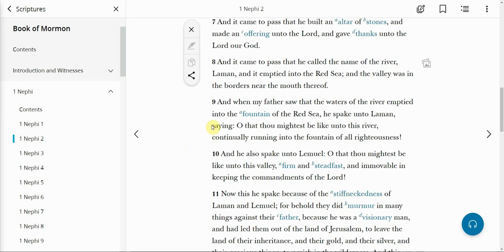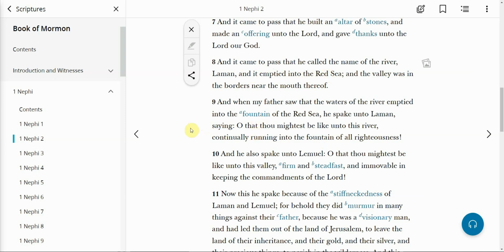What I want to point out here is my theory on why the Book of Mormon would say that the Nile River flows into the Red Sea. The reason is because of the keyword fountain. So in verse 8, it says the river emptied into the Red Sea. So that's a problem. That can't be the Nile.